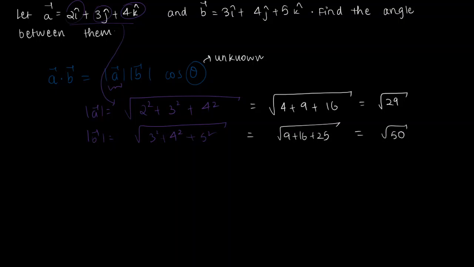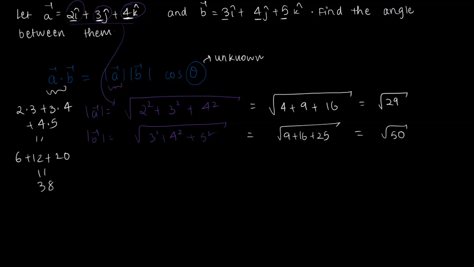Now, if you want to figure out the dot product of A times B, you will just do the component-wise multiplication. So 2 times 3 plus 3 times 4 plus 4 times 5. This is equal to 6 plus 12 plus 20. That's equal to 38.